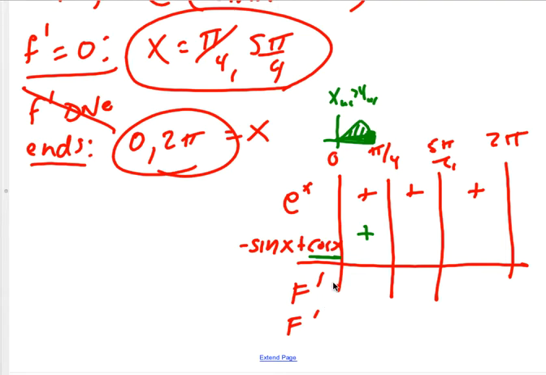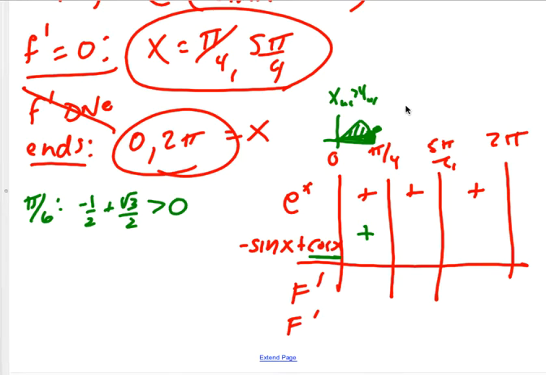The other way to do that, if you really hate that idea, is to say, hey, I'm going to try pi over 6 because pi over 6 is right here in this interval. I'm going to plug in pi over 6 and see what happens. If you plug in pi over 6, you end up getting negative 1/2 plus root 3 over 2, which is definitely positive because root 3 over 2 is bigger than 1/2.